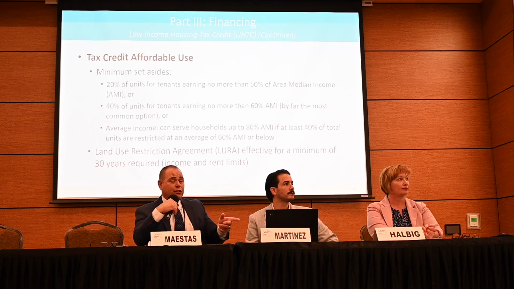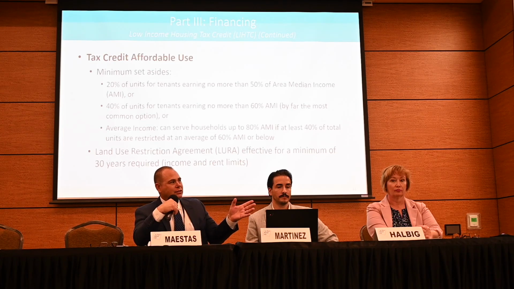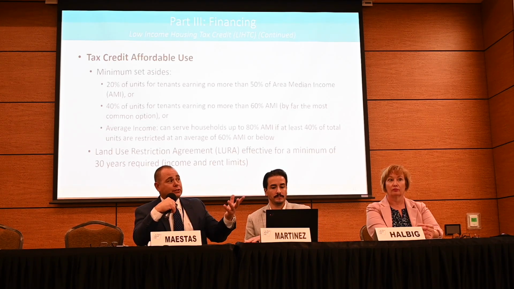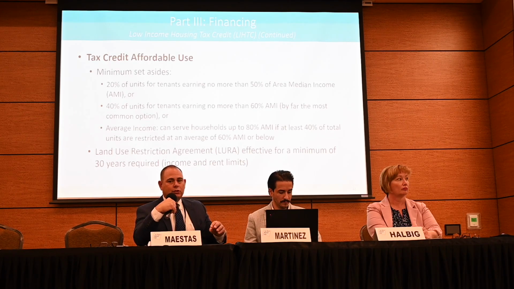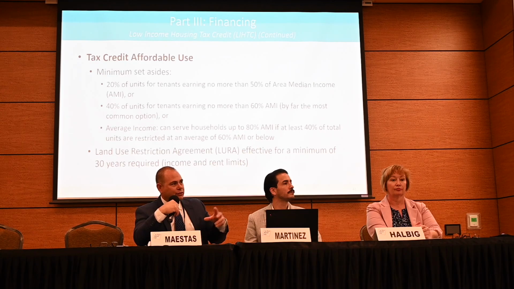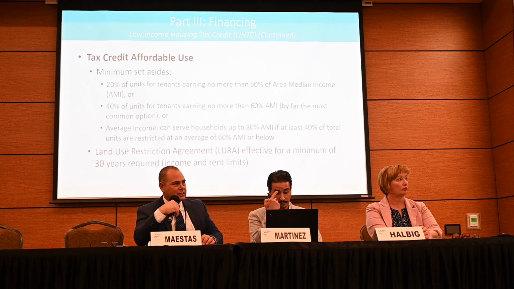And then finally, there's a new option. This is the last couple of years, this has been available. It's the average income. So it allows the developer or the project to serve households up to 80% of area median income, as long as the 40% of the total units are restricted to an average of 60%. So it allows for some higher earning units, if you will, as long as it averages out to 60%.